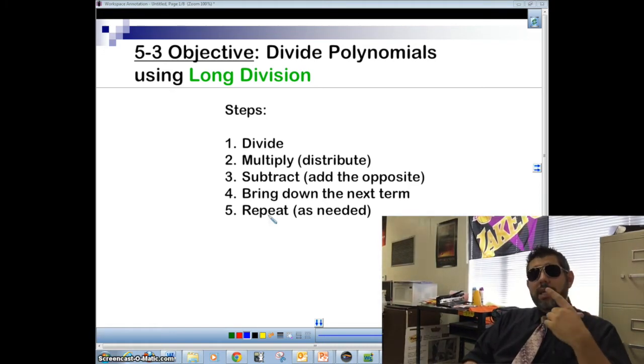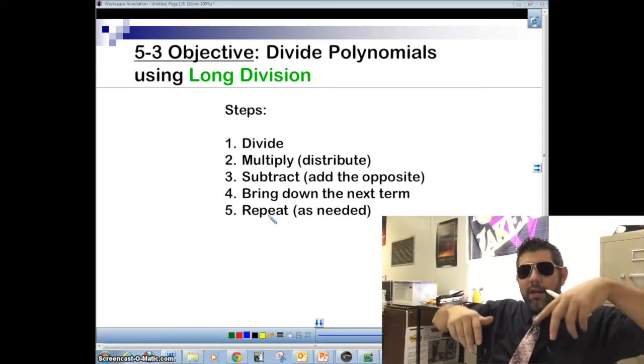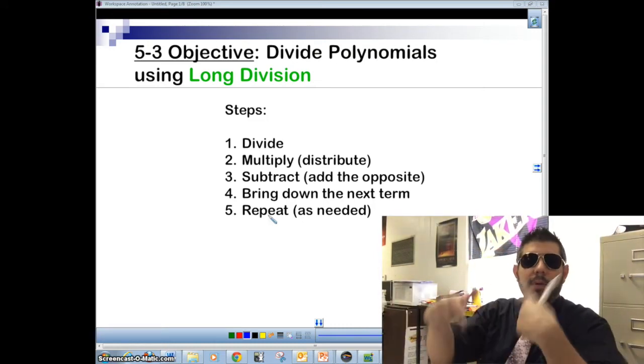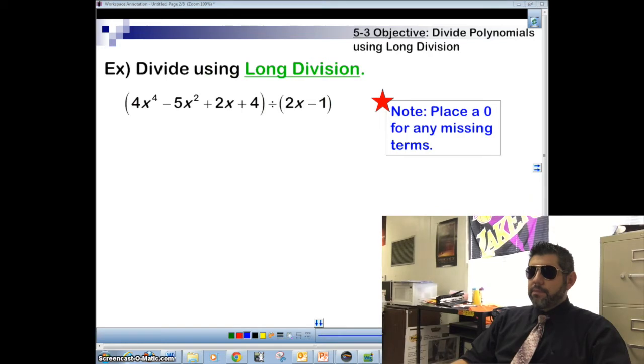Make sure you take a second and pause this video so that you can write what the steps are to doing long division. So, step 1, divide. Then we multiply, then we subtract, then we bring down the next term and repeat. Rinse and repeat, like washing your hair. We do the same thing over and over again until we get to the end. So I'll show you some examples here.